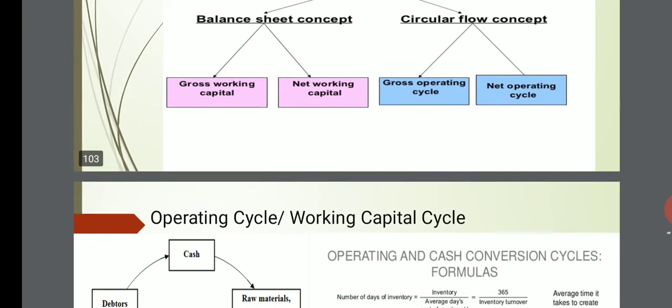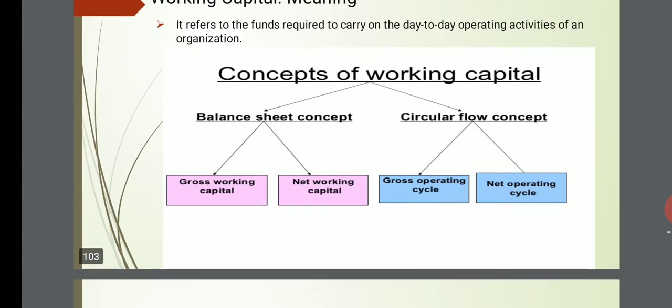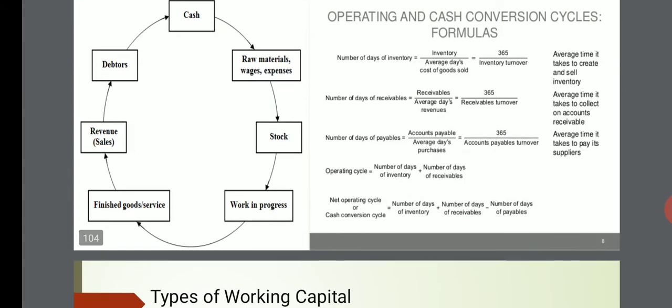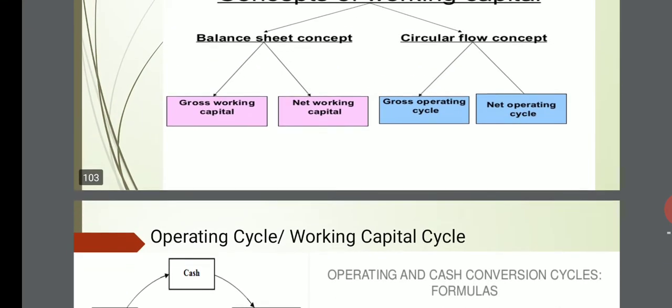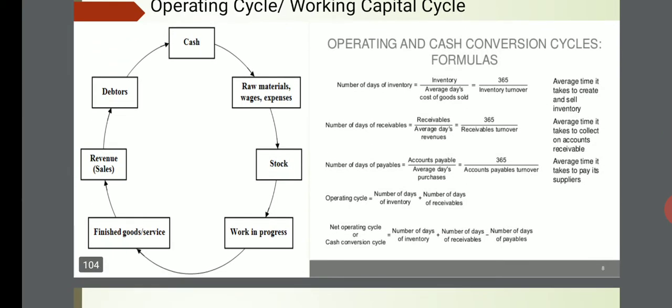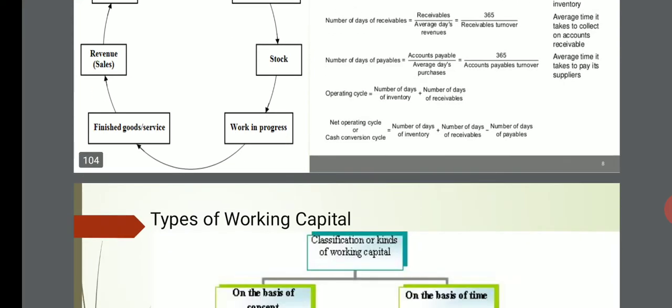So if we go to the previous slide, what is the gross operating cycle? Gross operating cycle is the same as the operating cycle mentioned here: number of days of inventory plus number of days of receivables. And if you want to find the net operating cycle, it is number of days of inventory plus number of days of receivables minus number of days of payables. Net operating cycle or cash conversion cycle.